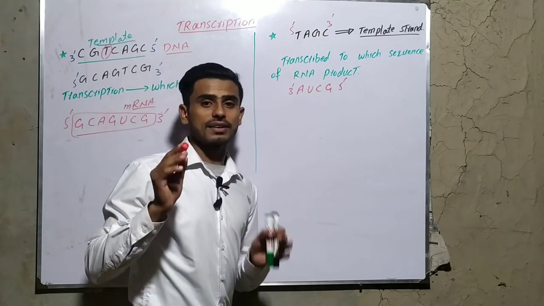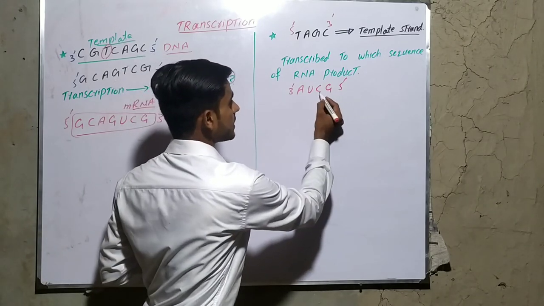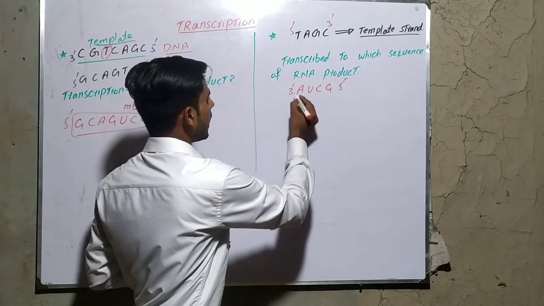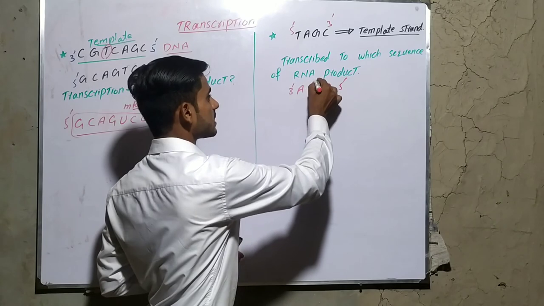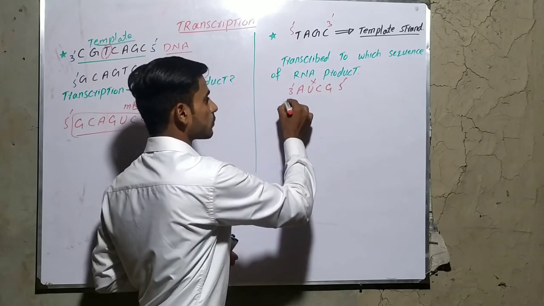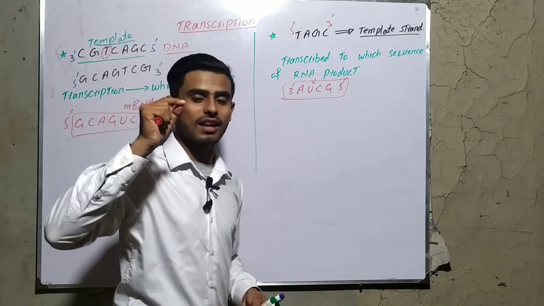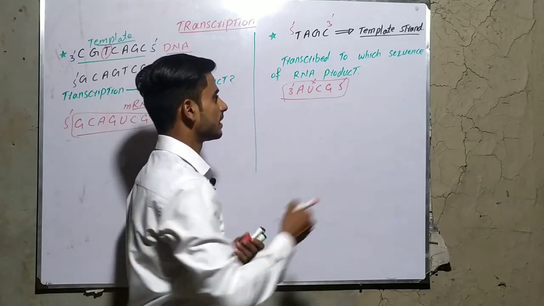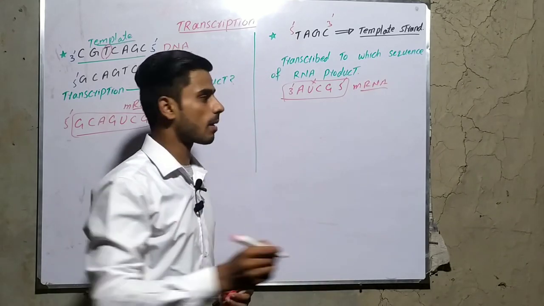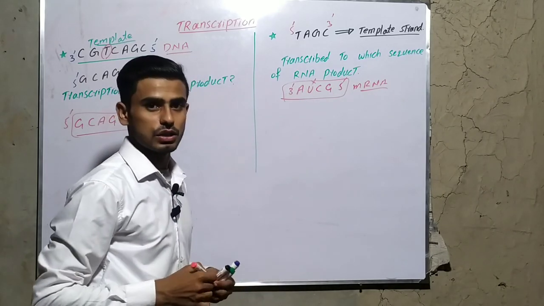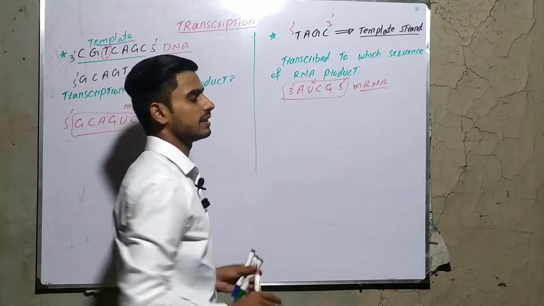Now we will read the answer not in this way. What is the answer? The answer is GCUA, not AUCG. AUCG is wrong because we are reading 3 prime to 5 prime, but this is a product, and a product is always read from 5 prime to 3 prime. This is the messenger RNA product, and messenger RNA product is always read from 5 prime to 3 prime end. So the answer will be GCUA. This is the correct answer.